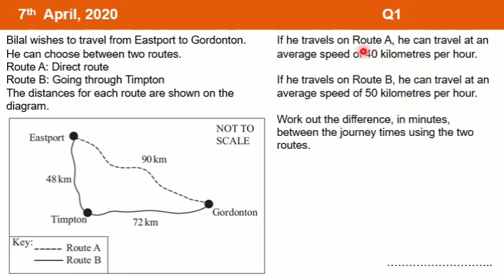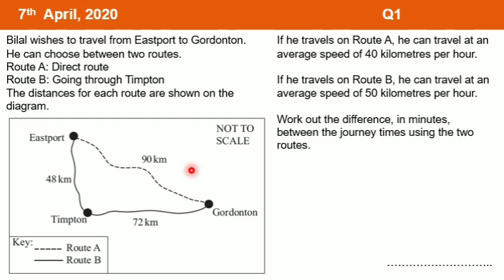If we use road A, we will use the average speed of 40 kilometers per hour, while if we use road B, it will be 50 kilometers per hour. Now we need to work out the difference in minutes between journey times using the two roads. Let us start from road A first. But before we start, do you still remember how we get the time taken?